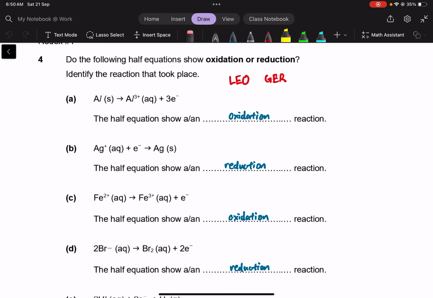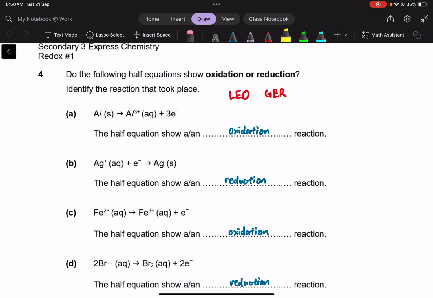Okay, for the next question, question 4, just remember this acronym, LEO and GER, where loss of electrons is oxidation while the gain of electrons is reduction. So based on all the half equations here, you determine whether the substance has lost electrons or gained electrons, then you can determine whether it is an oxidation or reduction reaction.